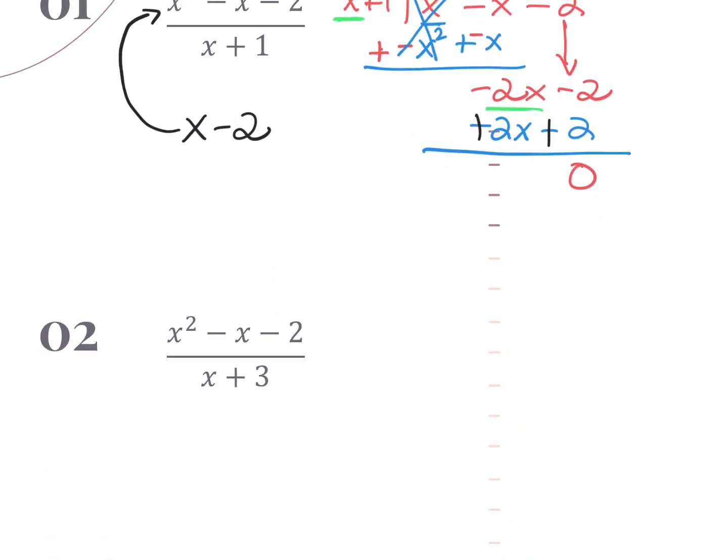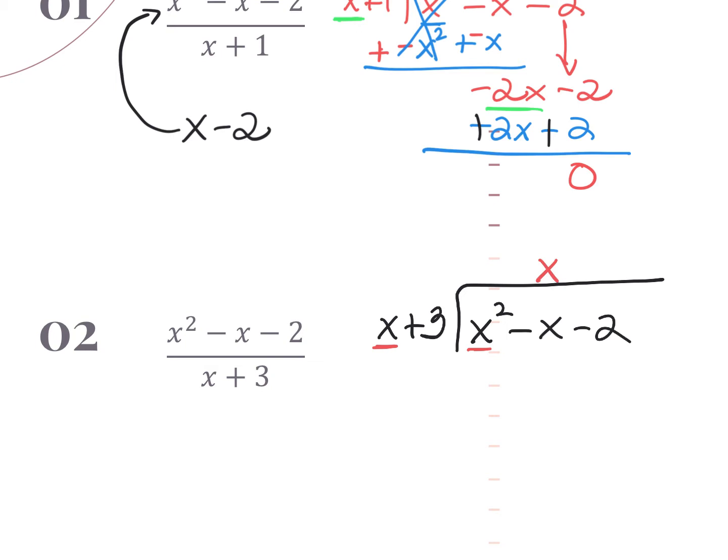Again, make sure that the polynomial is in descending order of exponents. Take the numerator, put it in the division box. Take the denominator, it goes outside. What are we going to multiply x by to make it become an x squared? I'm going to multiply it by x, and I write it on top of the second term.